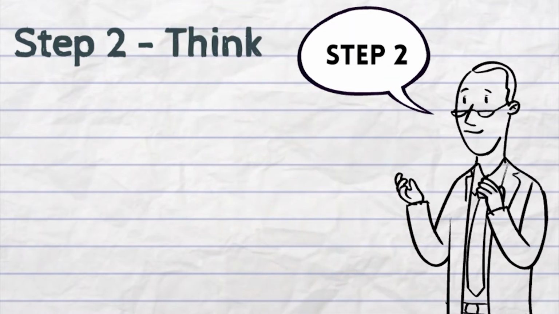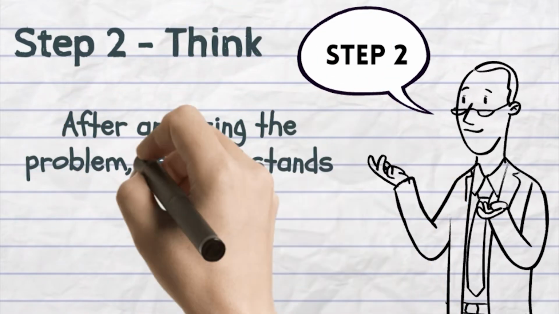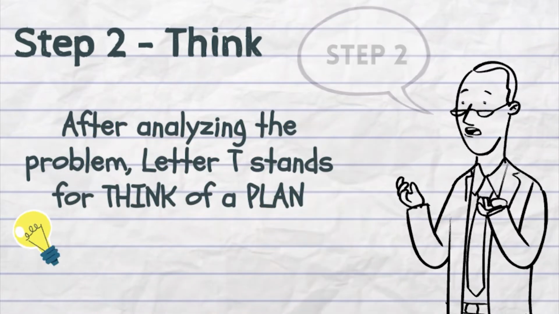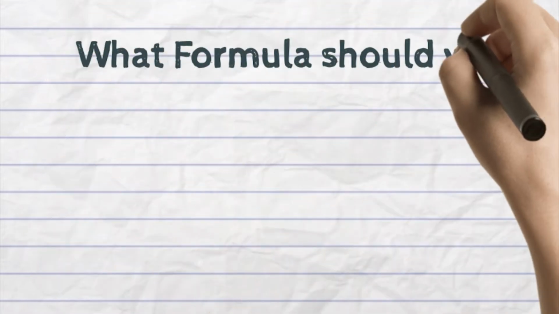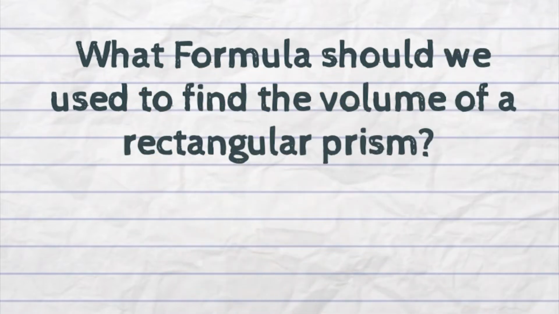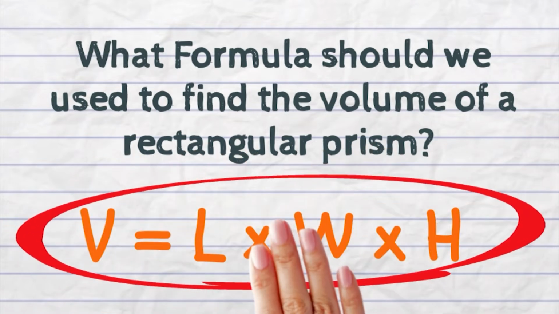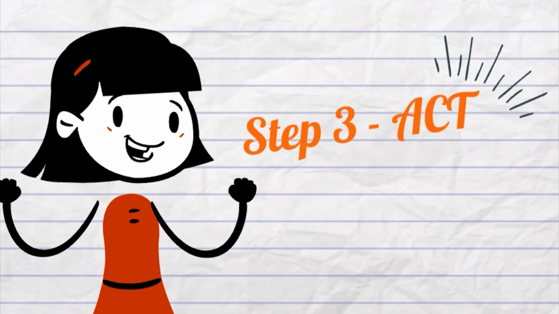Step 2, after analyzing the problem, letter T stands for think, or think of a plan. In thinking of a plan, we need to answer this question. What formula should we use to find the volume of a rectangular prism? In order for us to get the volume of a rectangular prism, we need the formula volume equals length times width times height. Now that we're finished with step 2, we move on to step 3.